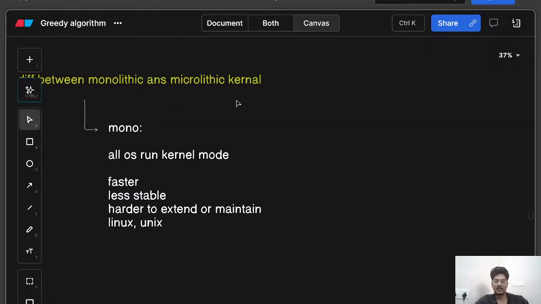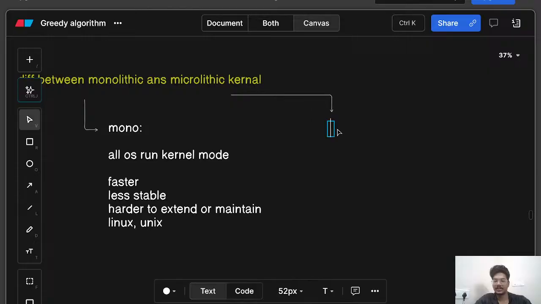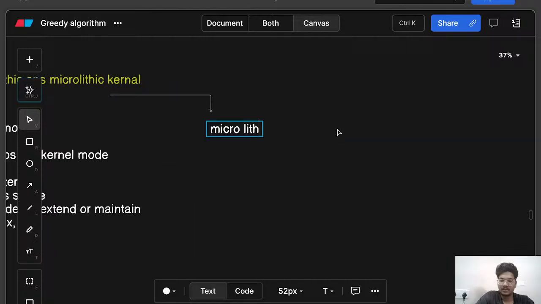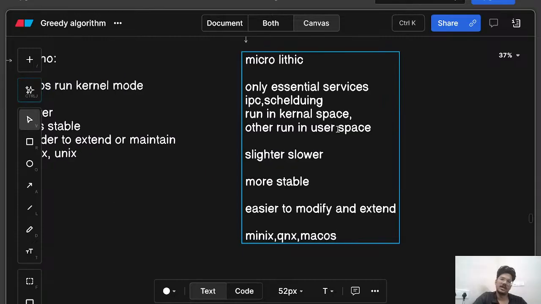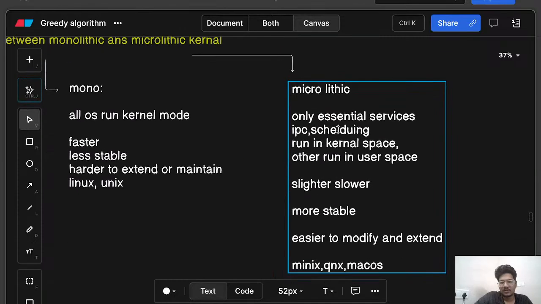And another one is the microkernel. Only essential services run in the kernel, and the rest run at user level. Monolithic and microkernel properties are combined in the hybrid kernel.